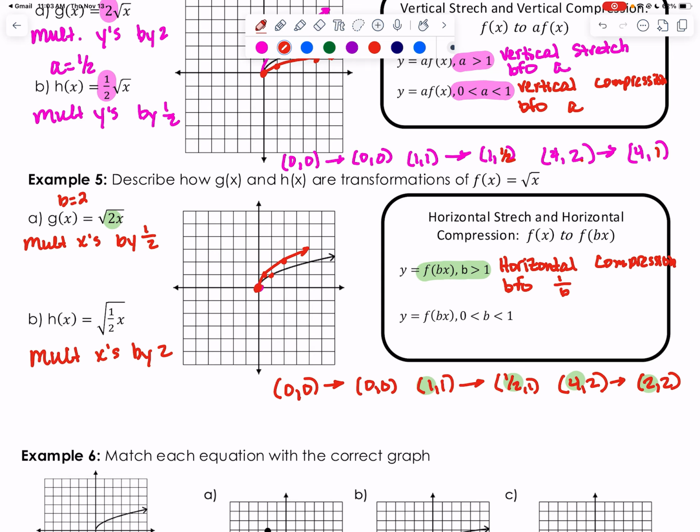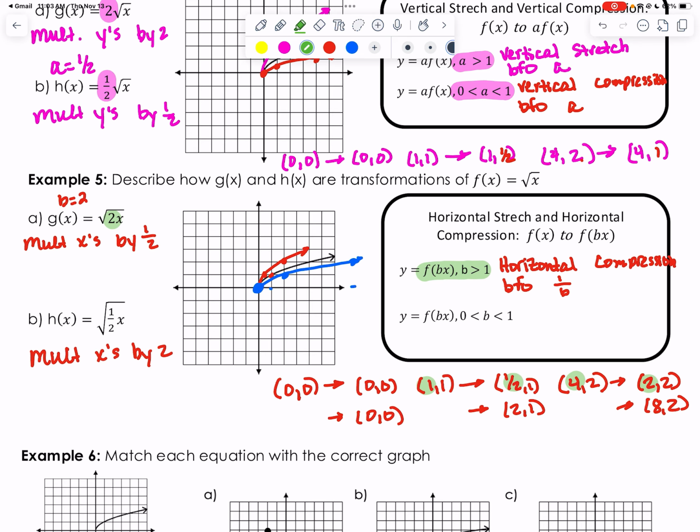So this time, 0, 0 will still say 0, 0. 1, 1. If I multiply 1 by 2, I would get 2, 1. And the 4, 2 would become 8, 2. So I'm multiplying all of the x values by 2. So let's plot these. We'd have 0, 0, 2, 1, and 8, 2. That's going to go off our grid a little bit, but it's going to look something like this.